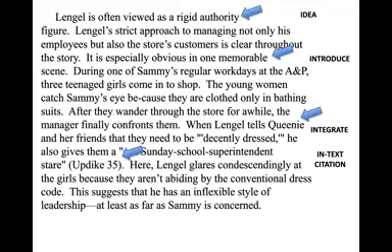So we've got the idea. We've introduced the idea and the quote. We've integrated the quoted material or the power phrases into our sentence, and we've given an in-text citation. Now we need to interpret the quote. Here, Lingle glares condescendingly at the girls because they aren't abiding by the conventional dress code. This suggests that he, Lingle, has an inflexible style of leadership, at least as far as Sammy is concerned. So there again, we're reiterating that topic idea. He has an inflexible style of leadership.